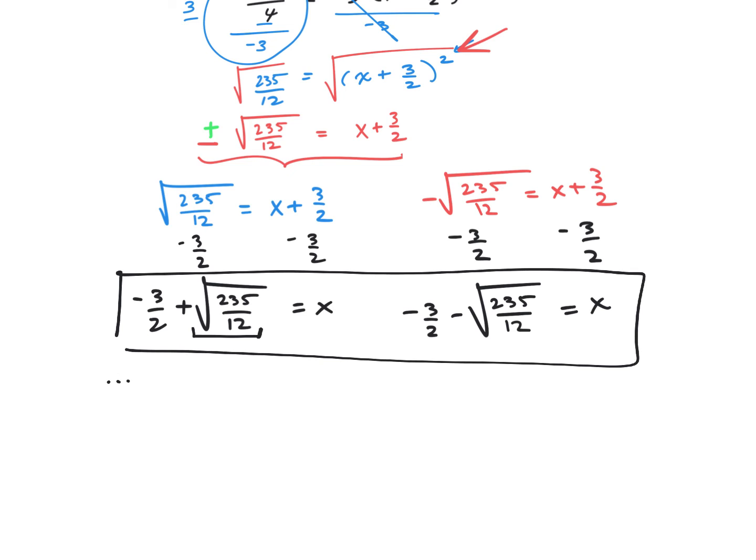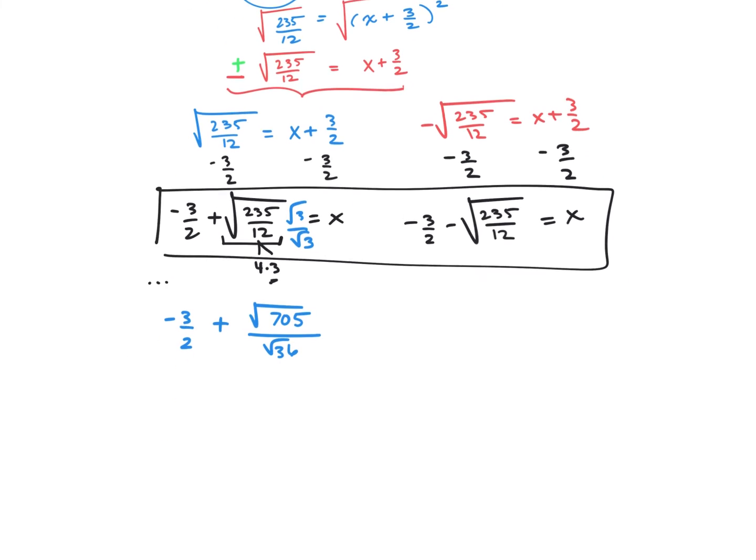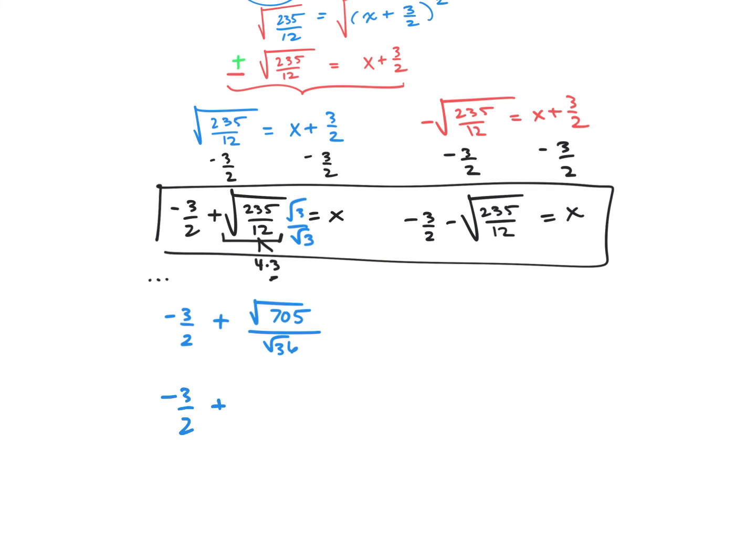But if you wanted to simplify a little bit more, I noticed that 12 is really like 4 times 3. So it's almost a perfect square. It's just missing a 3. So I can rationalize by multiplying the top and the bottom by 3. And so this is going to be -3/2 plus, when we multiply 235 times 3, the square root of 705. On the bottom, square root of 12 times square root of 3 is square root of 36. So what we really have here is -3/2 plus the square root of 705 over 6 is equal to x.